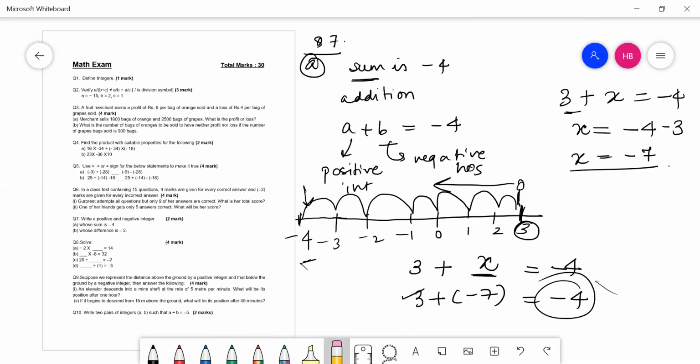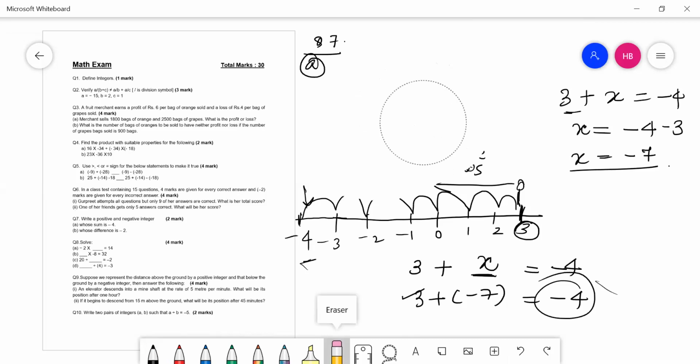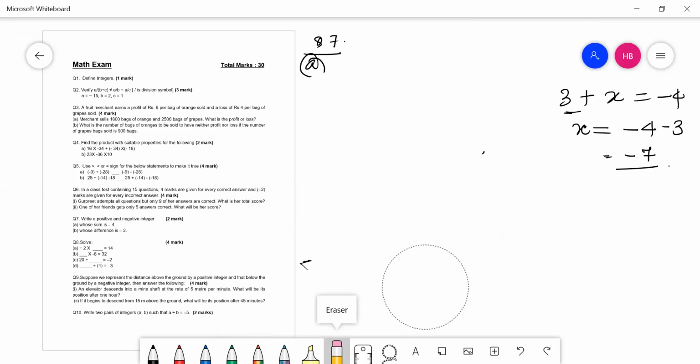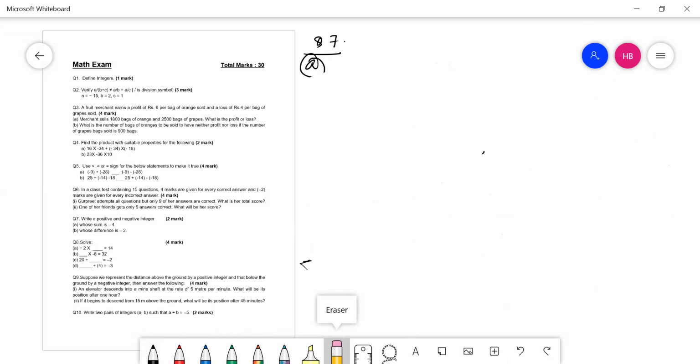So there are 3 ways of doing this, which I have explained in this question. There is no one right answer. There can be multiple answers to this question. One such answer is 3 plus -7 gives me -4. Also, -11 plus, what should I add to -11 so that I can get -4?